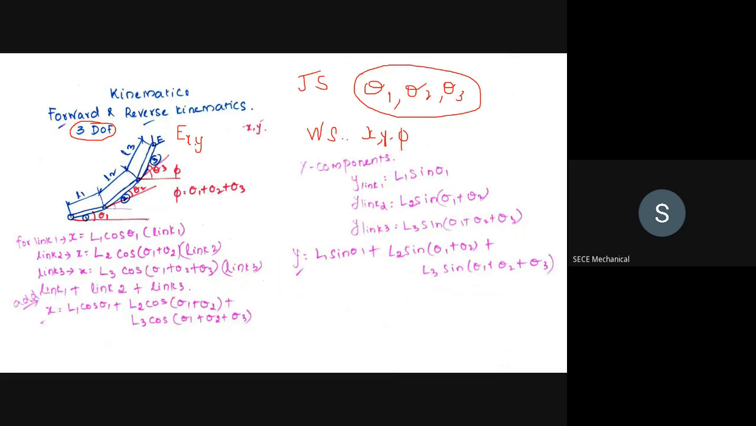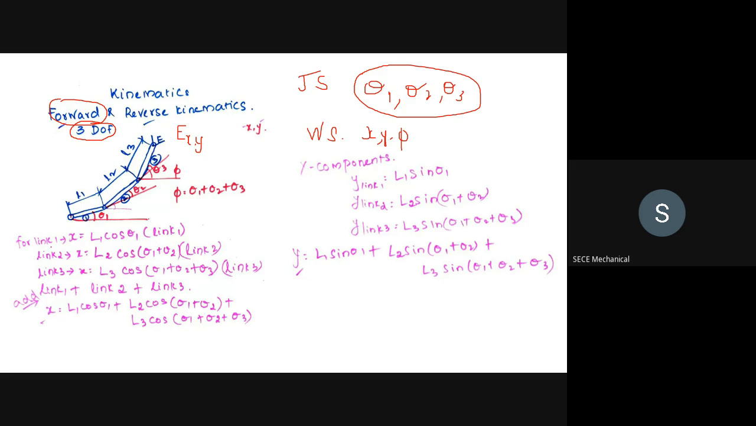Now, if we know the value of theta 1, theta 2, theta 3, then you have to find the value of x, y, and pi, and it comes under forward kinematics. If you know the value of x, y, pi, then you have to find the value of theta 1, theta 2, theta 3, which is called reverse kinematics. This reverse kinematics is often called inverse kinematics. So these are the basic parameters we are going to consider to solve forward and inverse kinematics for 3 degrees of freedom.